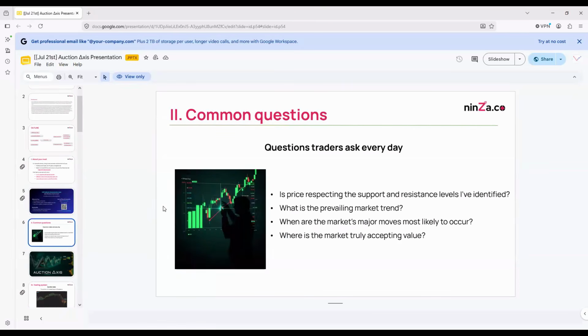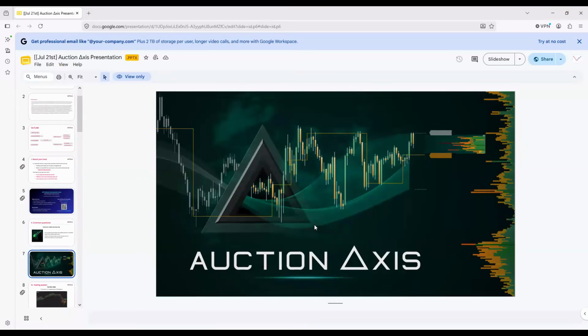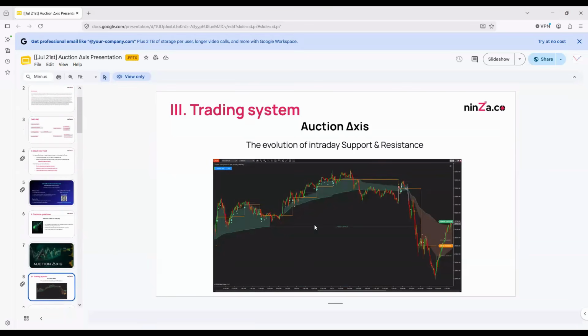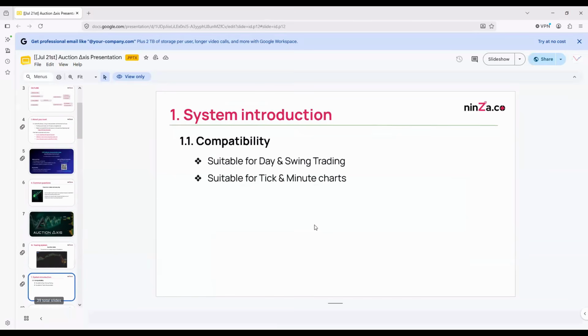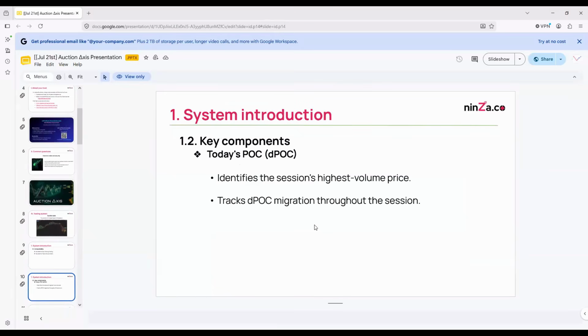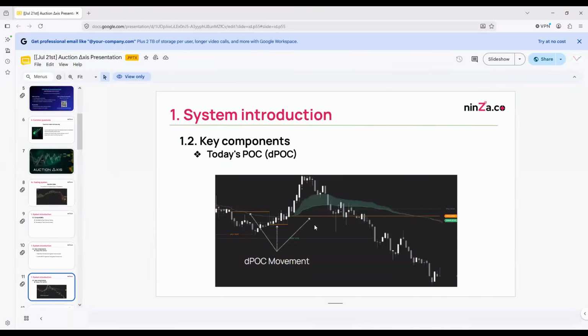So this indicator really combines three things into one. It combines market profile, point of control, and VWAP. Now, the point of control and VWAP are dynamic, so they move as price moves. They constantly adjust to reflect the current price action. They create zones, bullish zones and bearish zones. They also create support and resistance.